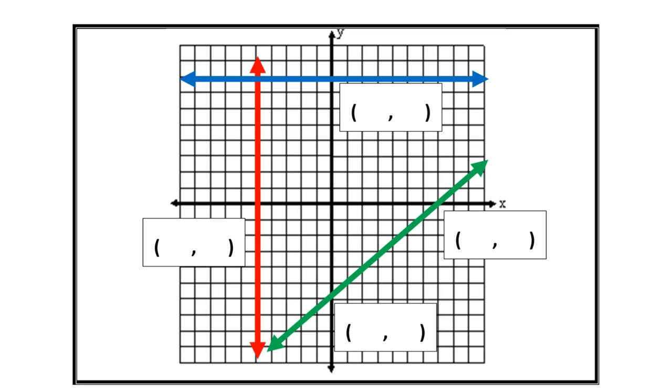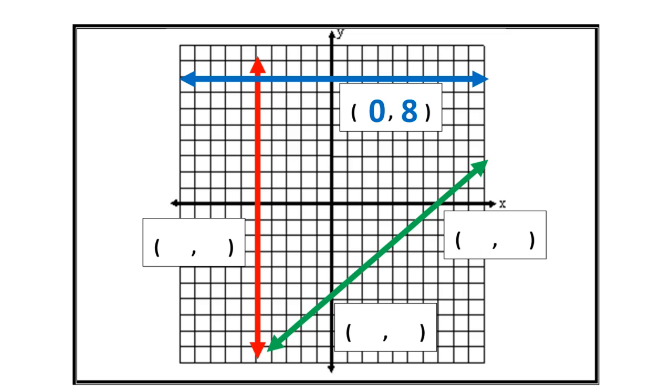Let's look at the blue line. The blue line is crossing the y-axis, so it's a y-intercept. As an ordered pair, it's 0, 8. Since it's on the y-axis, it's not going left or right from the y-axis. However, it's 8 above the origin. So 0, 8 is the ordered pair for this particular intercept.